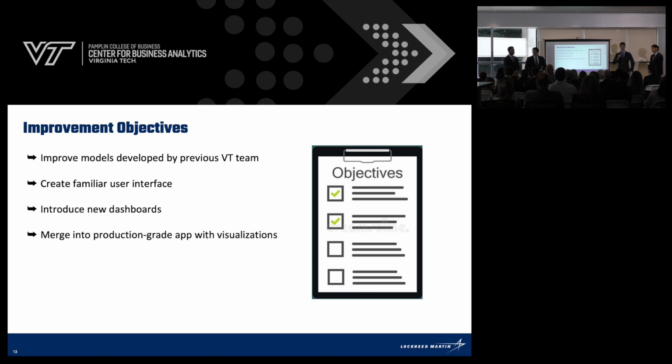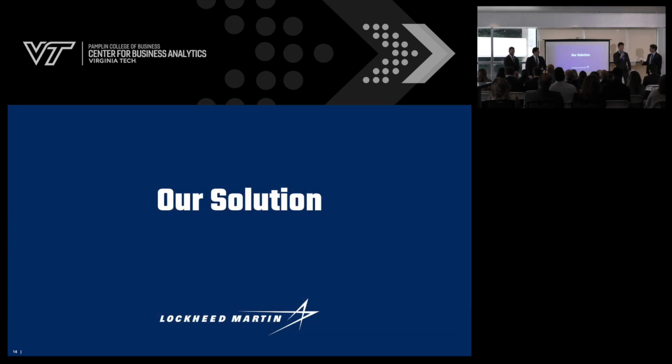So after evaluating the prototype, we found some target areas for improvement. The first was to create a stronger backend model. The second was to create a user interface for Lockheed that's similar to what they're already using. The third was to create additional dashboards to increase the utility that the app would offer. And the fourth was to combine all these other tasks to create a production-grade final deliverable. And with that, I will pass it off to Aaron to talk about our solution.